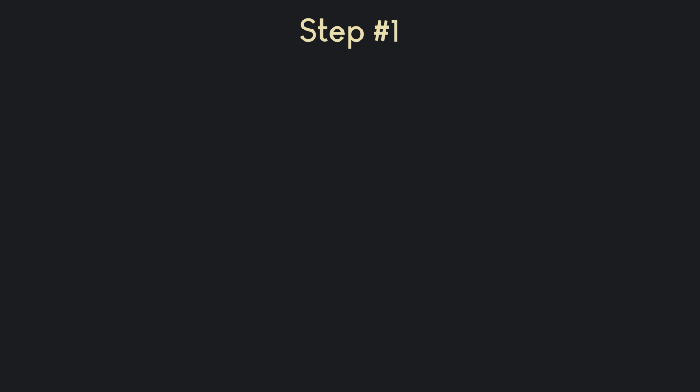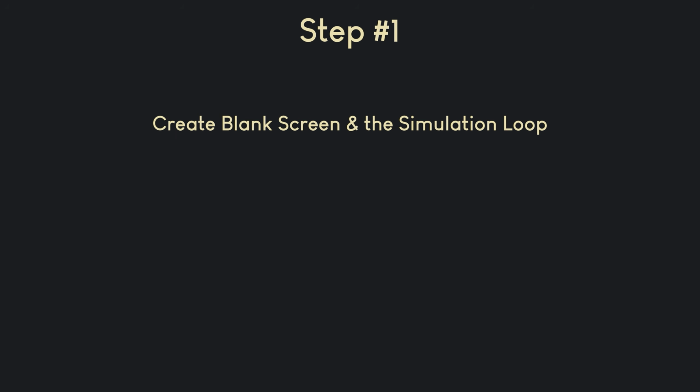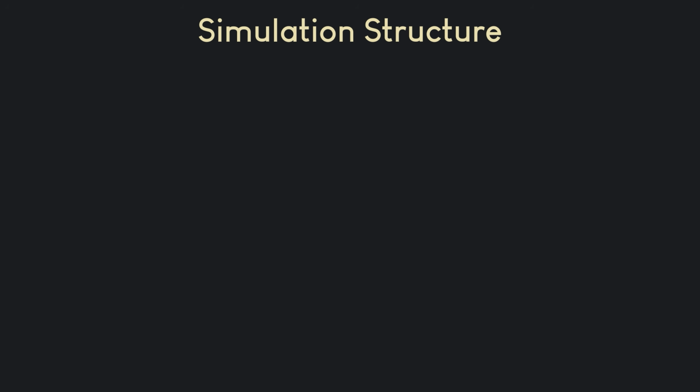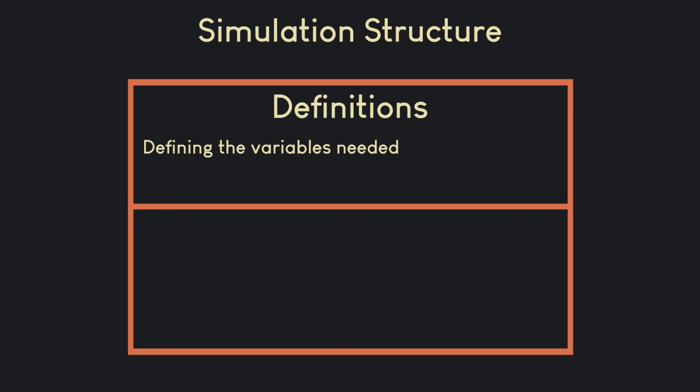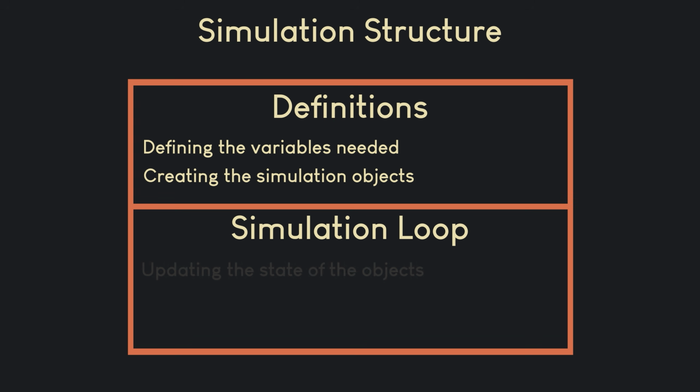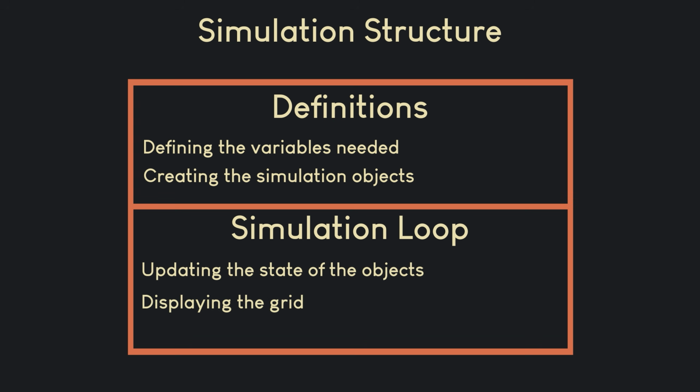The first step in building the Game of Life simulation is to create a blank screen and set up the simulation loop. Before we start, it is important to understand the structure of today's simulation. It consists of 2 parts. The first part of the simulation is where we define our variables and our simulation objects, such as the grid. The second part is the simulation loop, which is responsible for updating all the cells of the grid and then displaying the grid. The simulation loop is like the heartbeat of the simulation, running repeatedly until the simulation is closed.